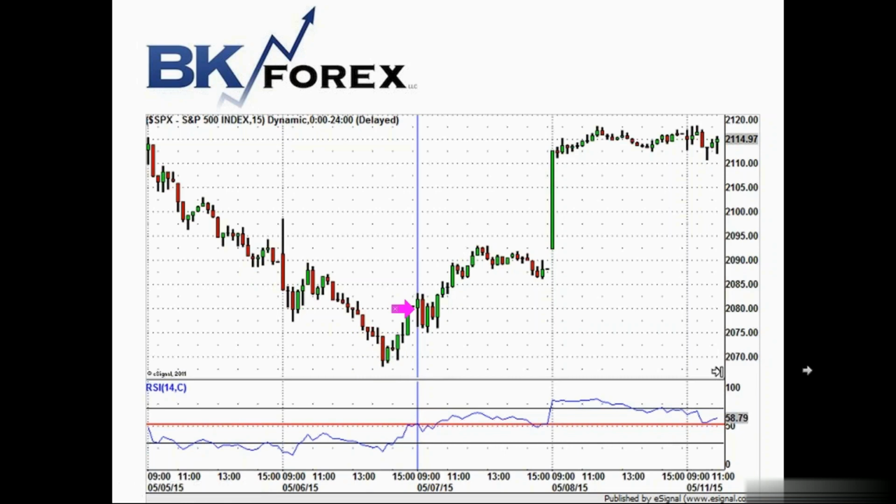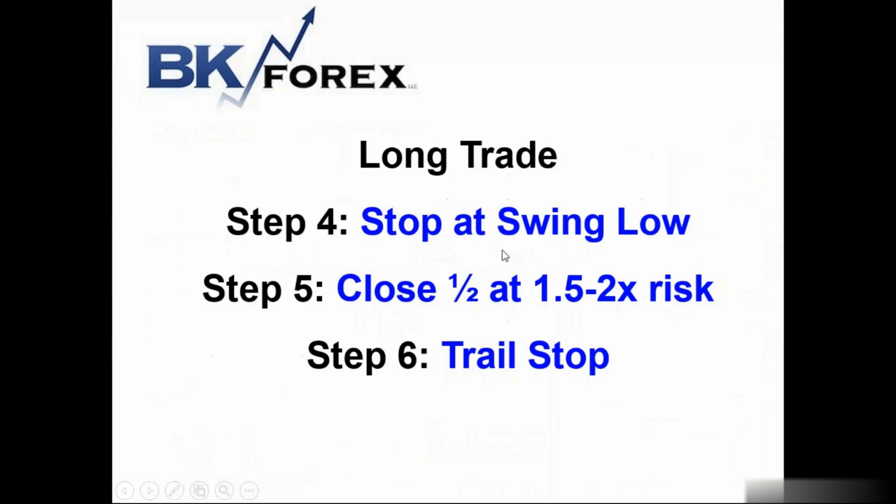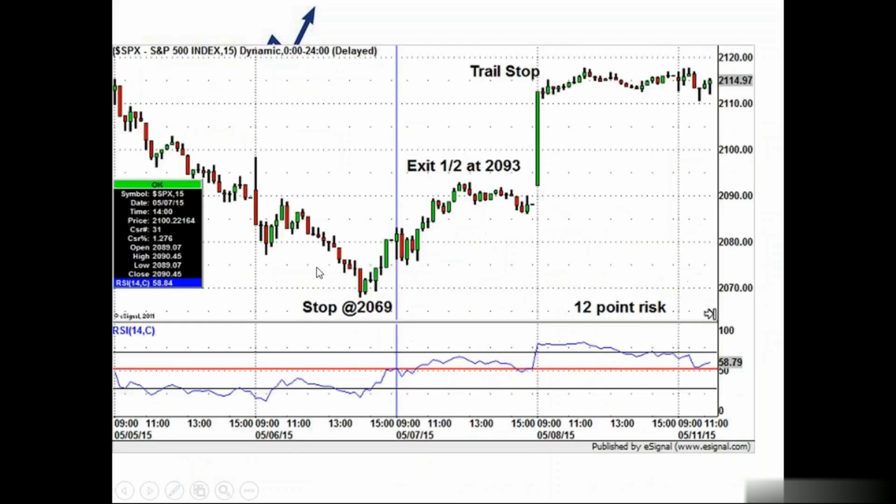Your stop is at the swing low, and you want to close half of it when it moves by 1.5 to 2 times risk, and then you want to trail your stop on the remainder of the position. So here's an example. This is an example on the S&P, but we use this in currencies all the time. It just shows you that it's kind of a universal strategy.